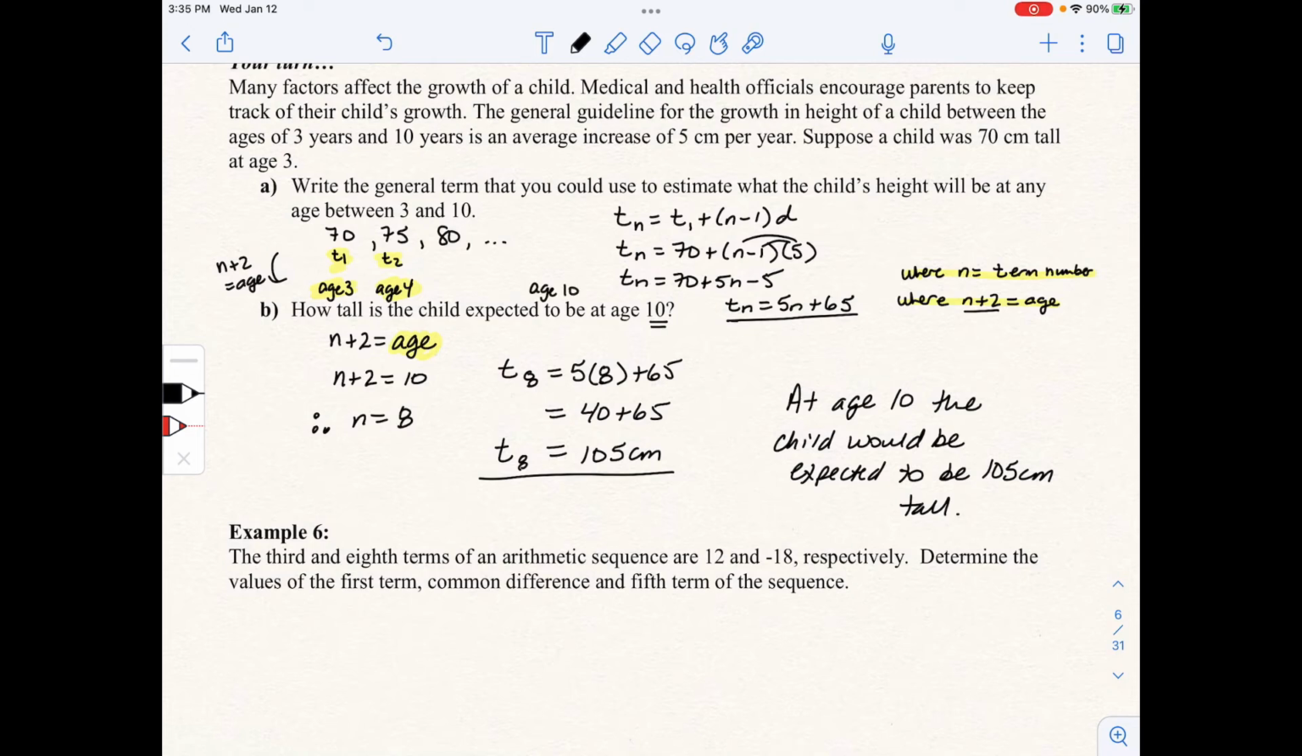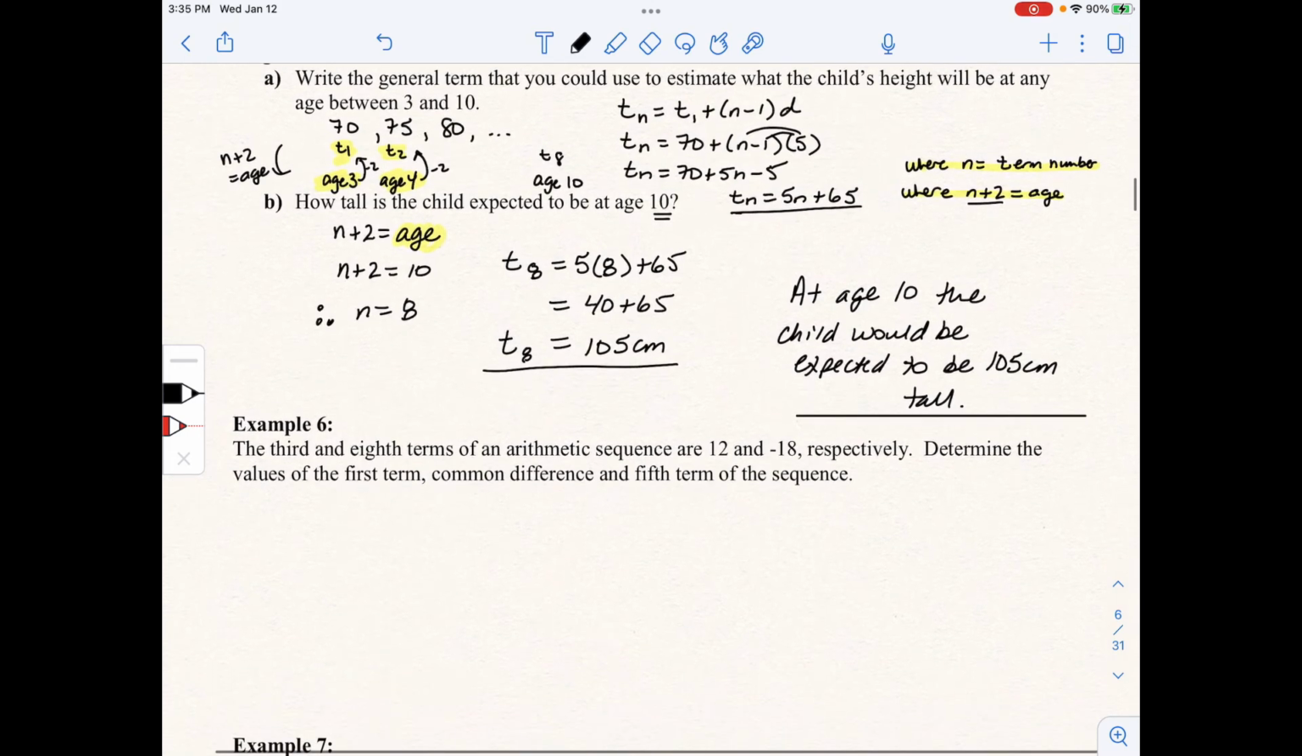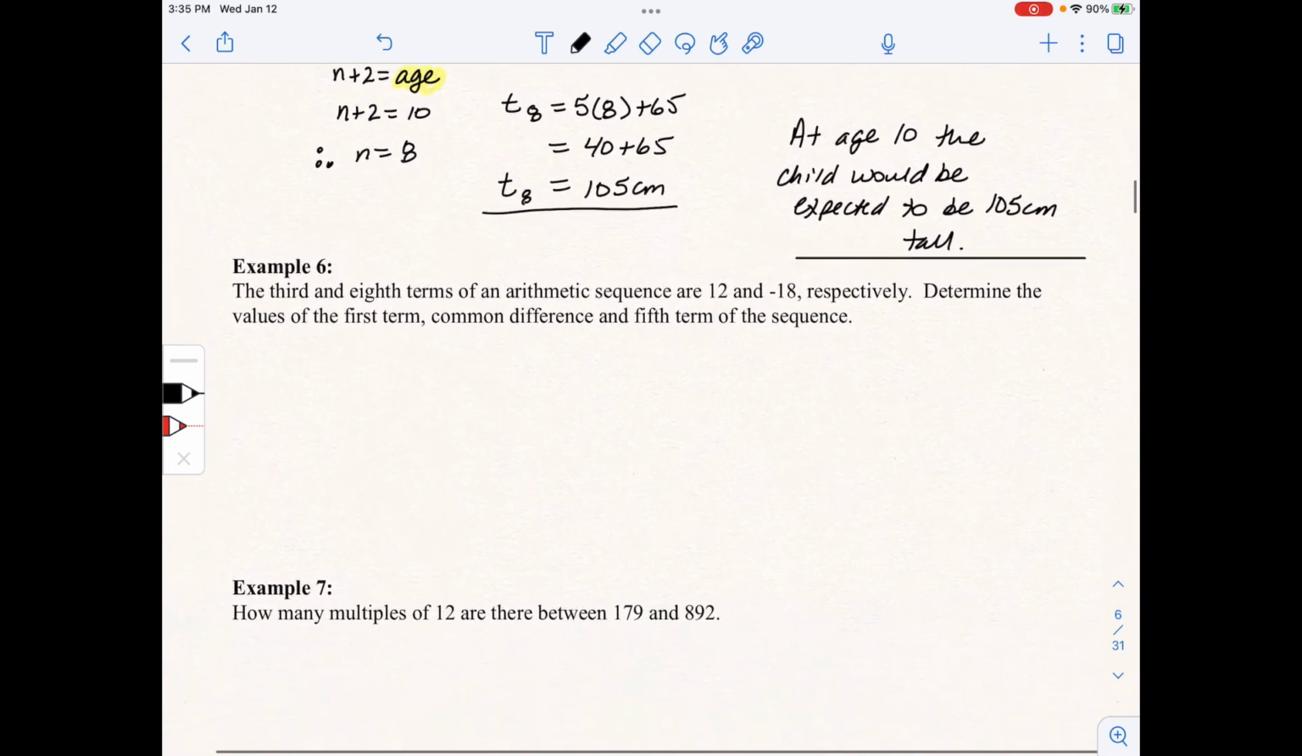is actually going to be T8, term number 8, because it's minus 2, minus 2. So we're just looking for that pattern. So hopefully you figured this out, that at age 10 the child would be expected to be 105 centimeters tall. If you didn't do that on your own, then maybe pause the video and go through that solution. Now, let's look at the next couple of questions.